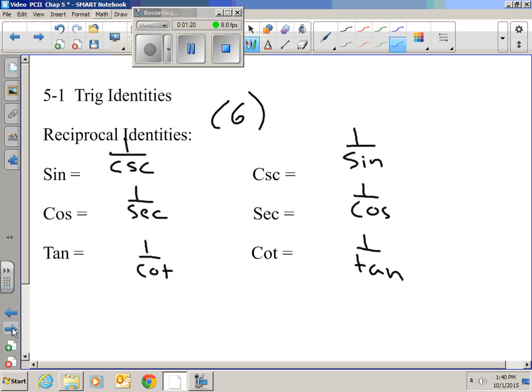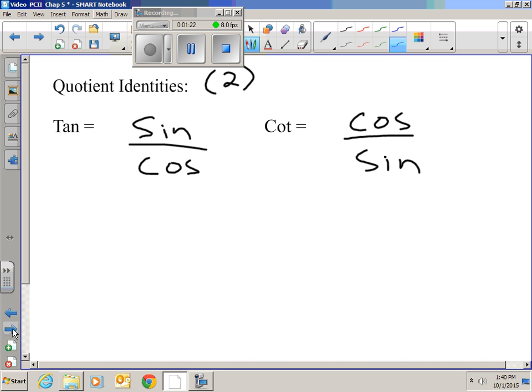Okay, let's move on. Your quotient identities you also know from when we were graphing tangent and cotangent. Tan is equal to sine over cosine, and cotan is the reciprocal of that, of course, cosine over sine. Put those down into your notes and stop the tape if you need to. Let's go.